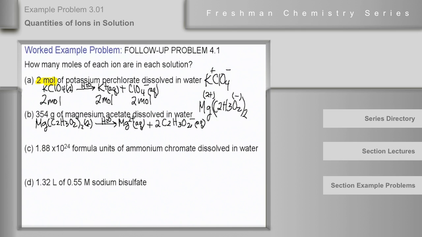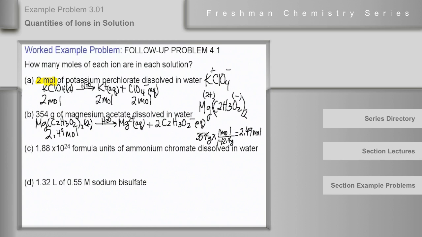So we first need to determine how many moles of magnesium acetate there are, and that is a mass to mole conversion. Basically, this requires us to take 354 grams times 1 mole of magnesium acetate over its molar mass, which is 142.4 grams, and that gives us 2.49 moles of magnesium acetate. So we'll put that over here, 2.49 moles.